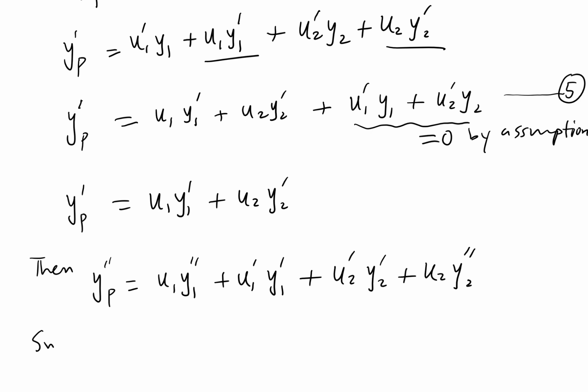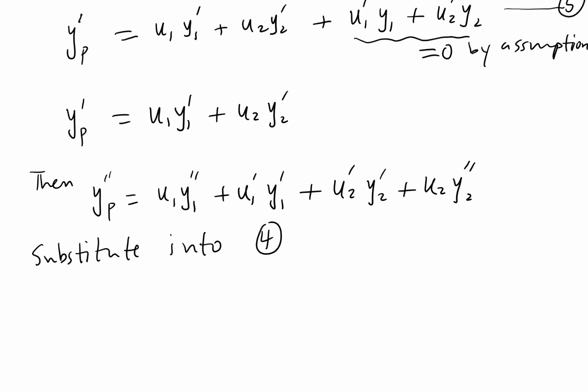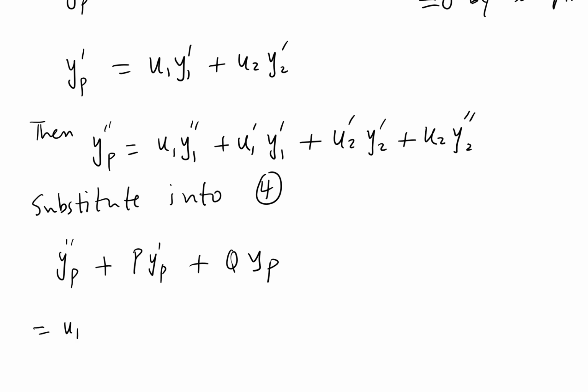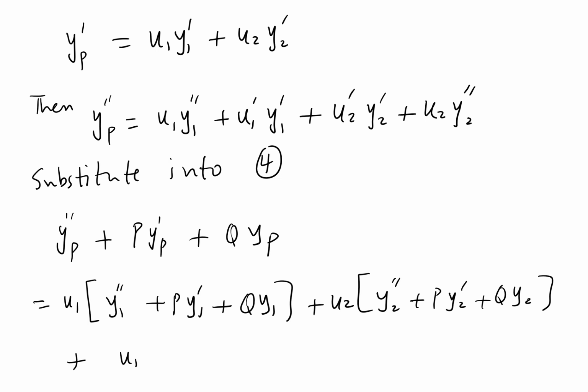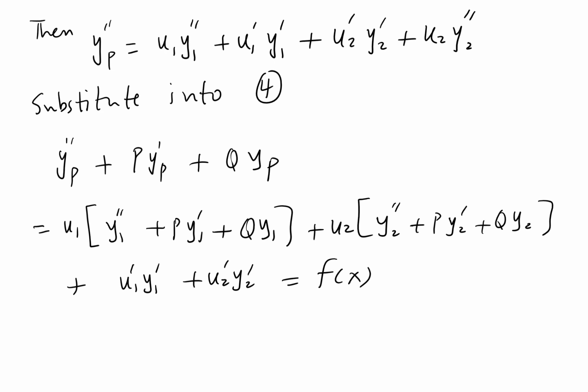Now we substitute what we just found into equation 4 above. So we had y double prime plus p y prime plus q y, and let's see what we get. When you substitute everything and group them up, you get u1 times (y1 double prime plus p y1 prime plus q y1) plus u2 times (y2 double prime plus p y2 prime plus q y2) plus u1 prime y1 prime plus u2 prime y2 prime equals f of x. These two here are zeros. This one is 0 and this is 0.